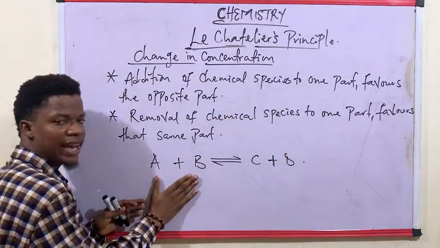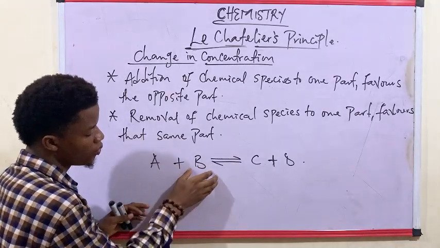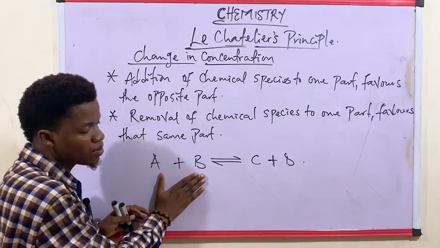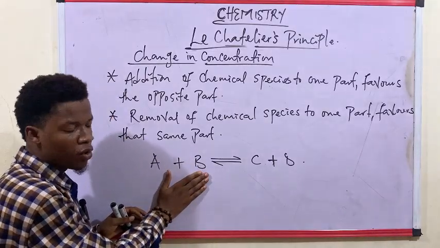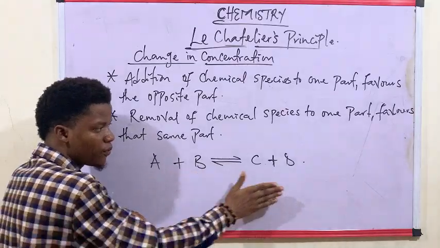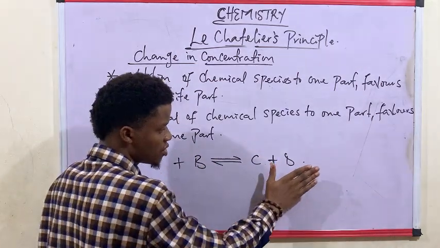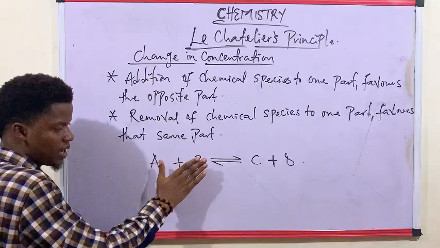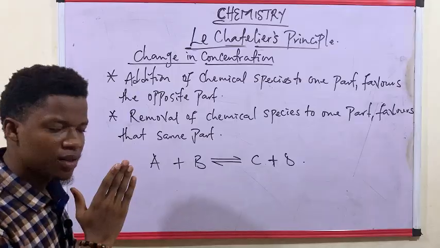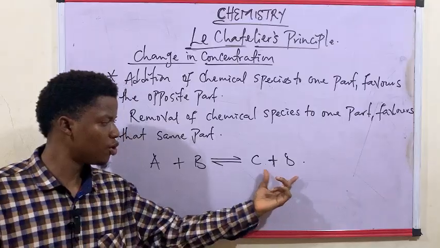Then removal of chemical species from one part favors that same part. If I remove from this side, it does not matter if it is A or B I am removing from. Removal of A or removal of B is the same thing as removal from the left part. When you remove from the left part, which part is favored? That same left. Removal from the left favors the left. Removal from the right favors the right. Addition to the left favors the right. Addition to the right favors the left. So when you add, the opposite side is favored.